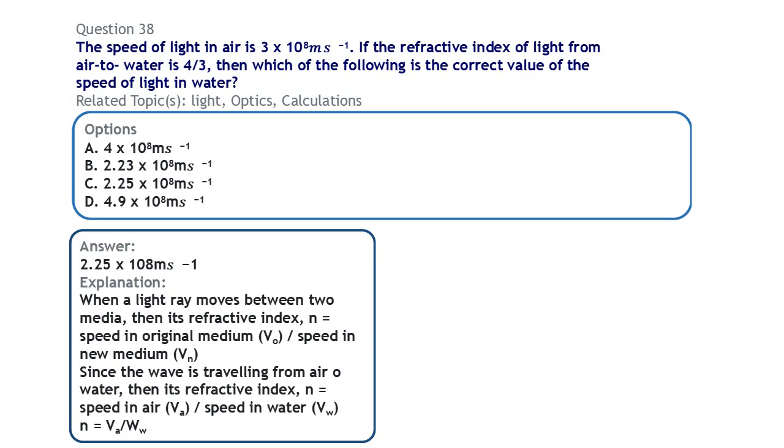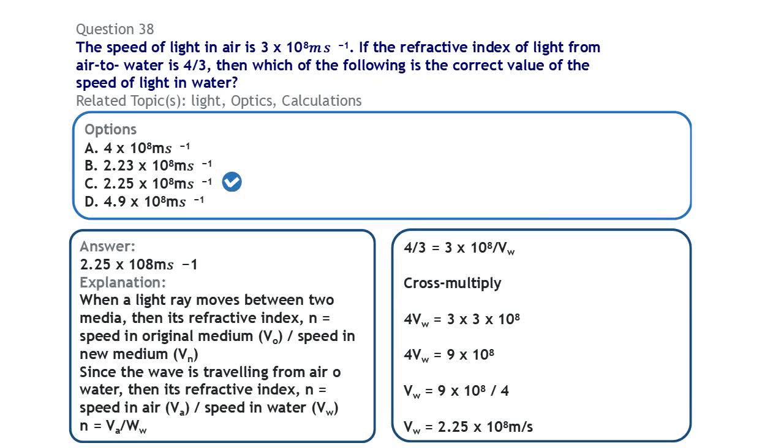So when you have light moving between two media, let's say it is going from the original medium to a new medium, then the refractive index of that light is going to be the velocity in the original medium over the velocity in the new medium. Now in this question here, we have light going from air to water. So that means that the refractive index is going to be the speed in air, because it is coming originally from air, over the speed in water. Okay, so we have this here.